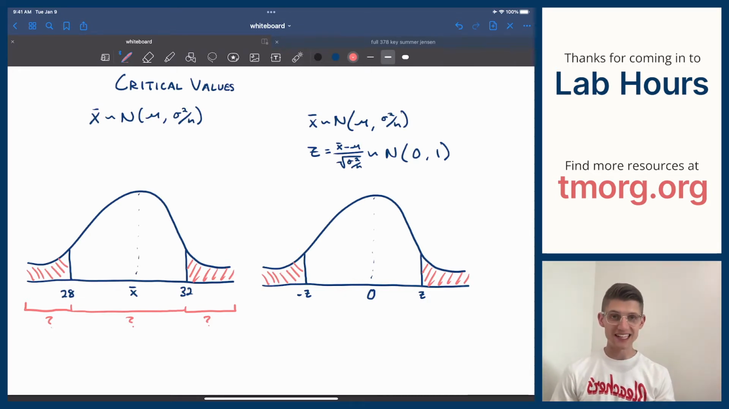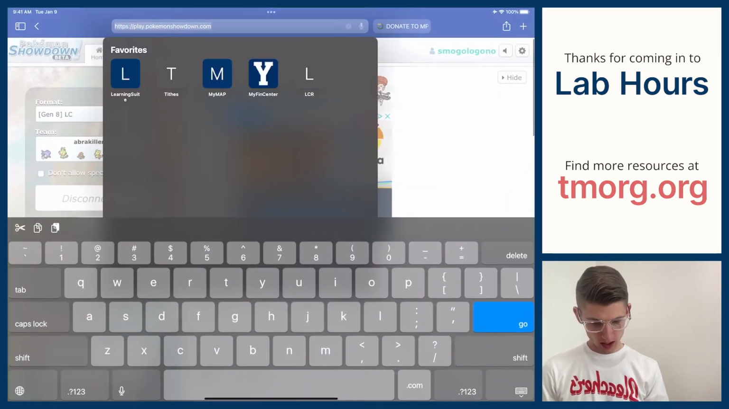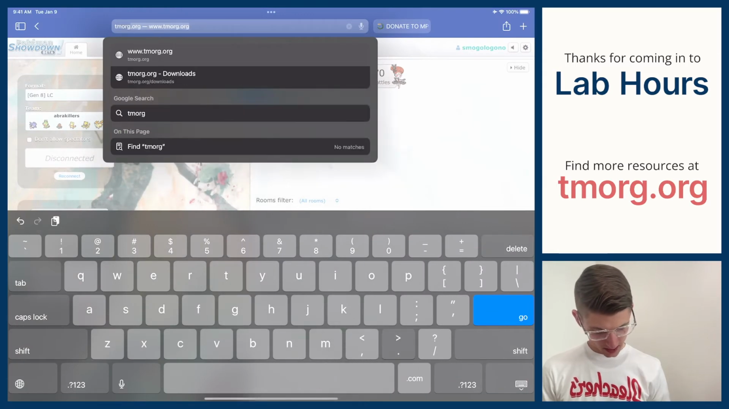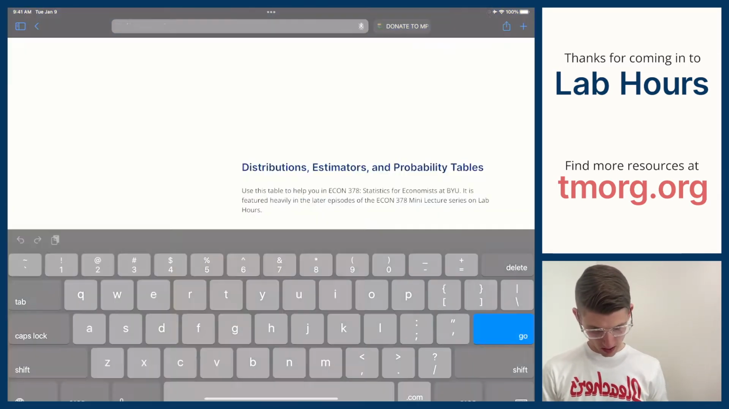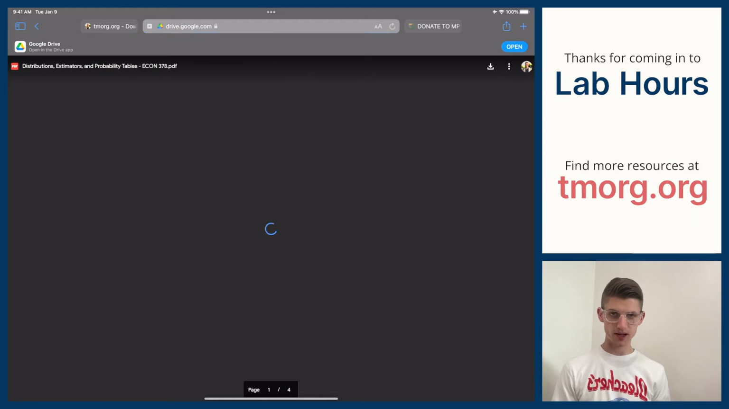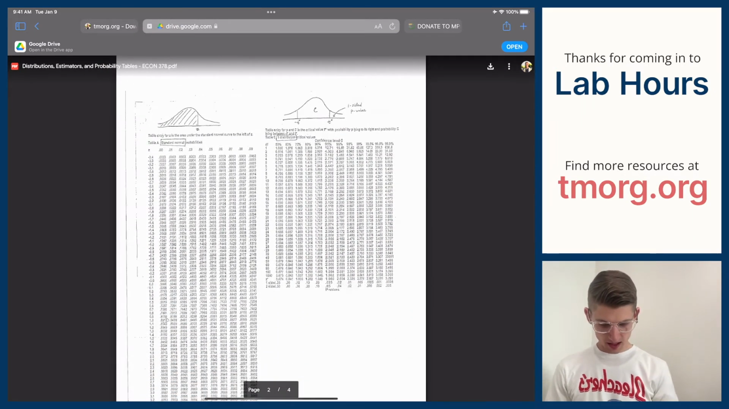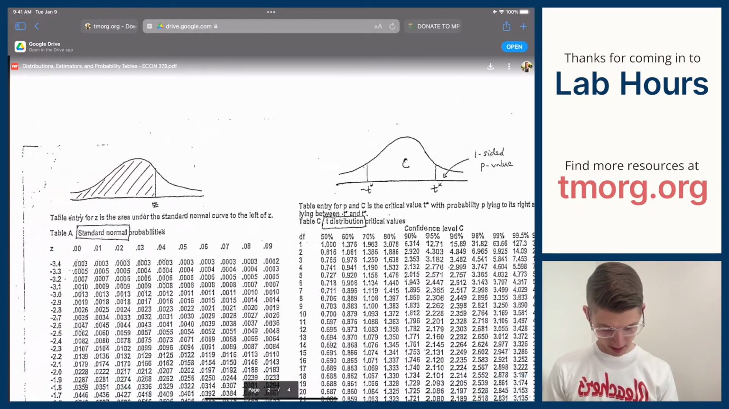Well, here's the deal. They picked that. How did they pick that? Well, let me show you really quick. Let's go to tmorg.org/downloads. And let's take a look at our distributions, estimators, and probability tables document from a couple lectures back. You remember this graph right here? You remember this? I remember it.